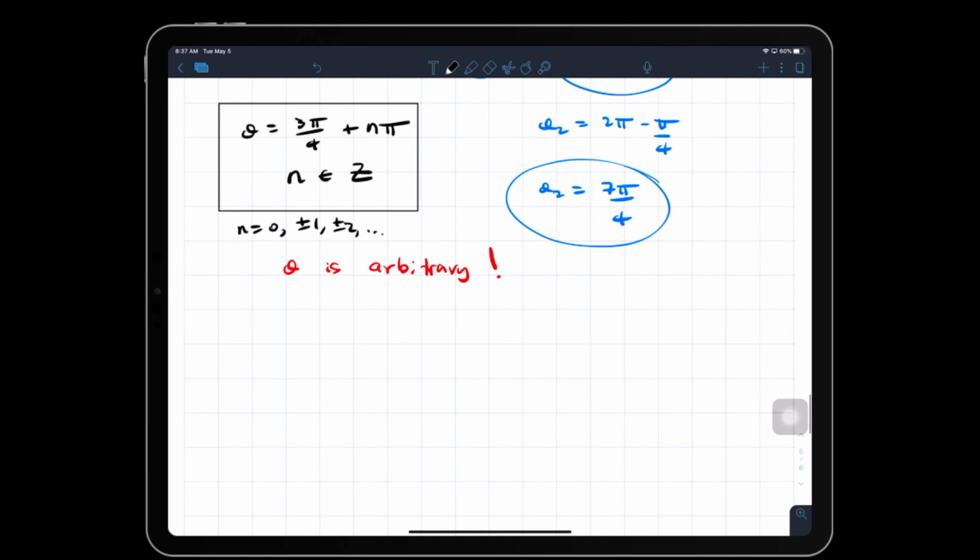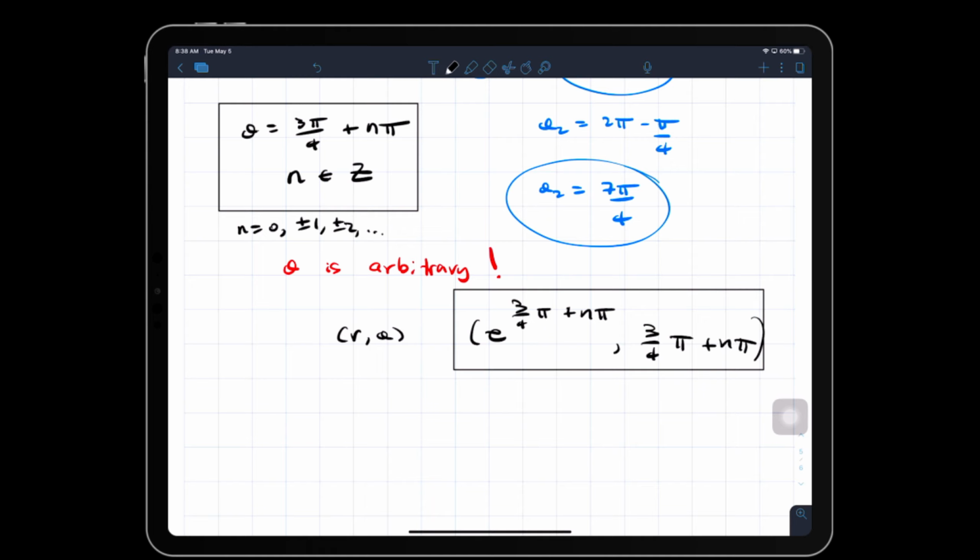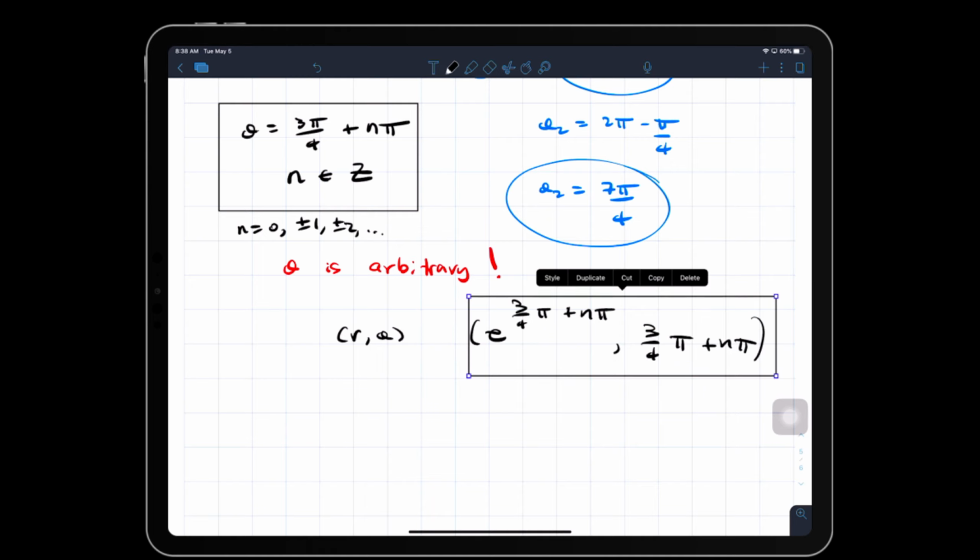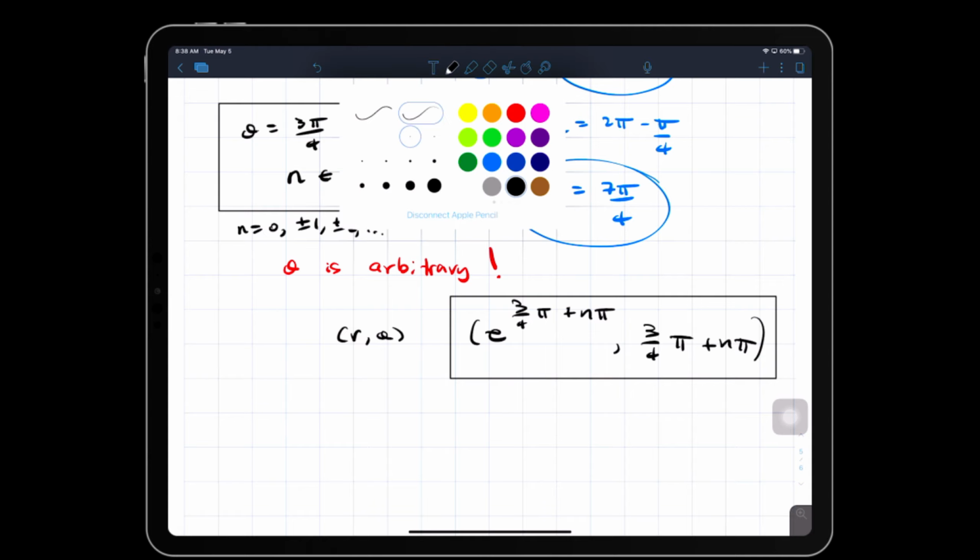R theta format. R theta. R is e to the 3/4 pi plus n pi, and the angle is 3/4 pi plus n pi. And this here, again, is for your horizontal tangents. Right? These are the horizontal tangents, HT.